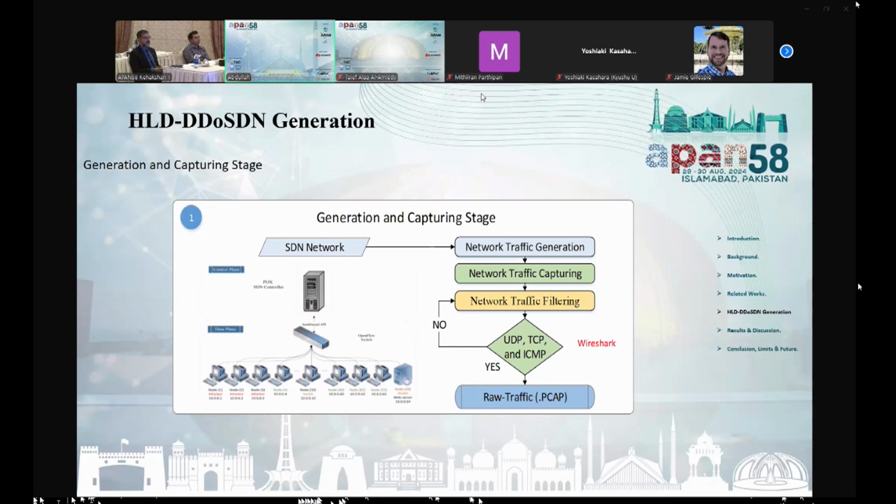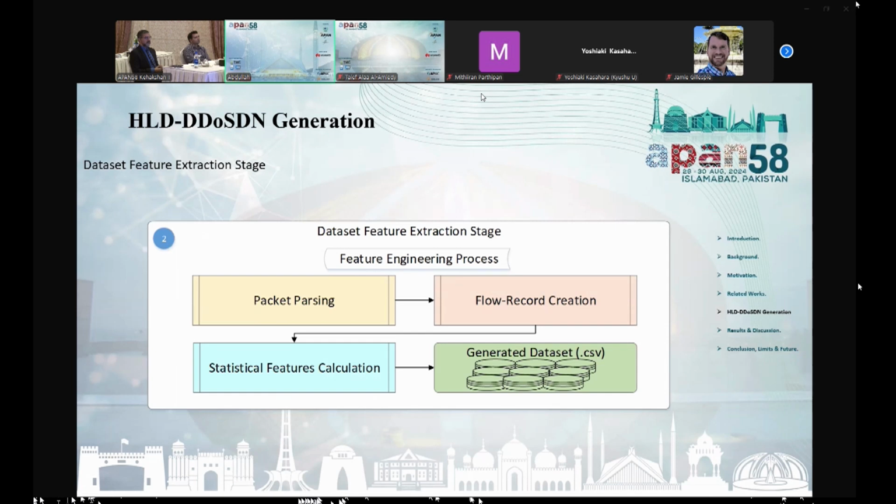However, it's crucial to filter out relevant traffic to create datasets and save it as a backup file for further processing. This stage also involves transforming raw data into a more suitable format. We utilize the CIC flow meter feature extraction method, recognized for its ability to extract network traffic features. The output of this step is a collection of statistical features extracted from the SDN network flows.